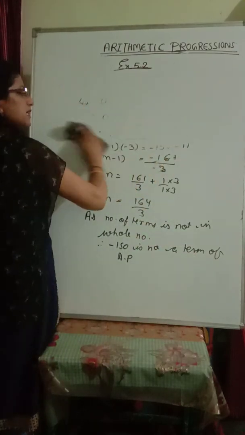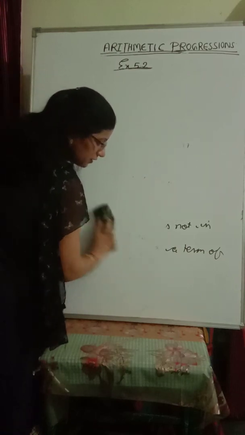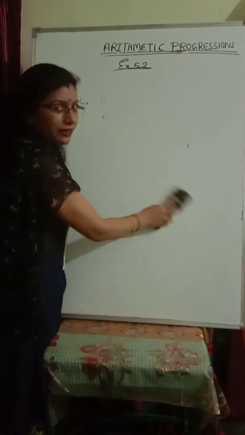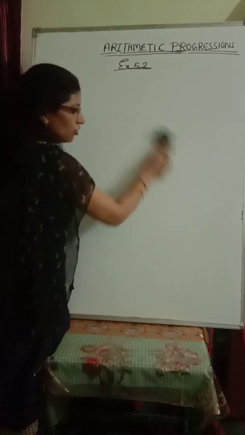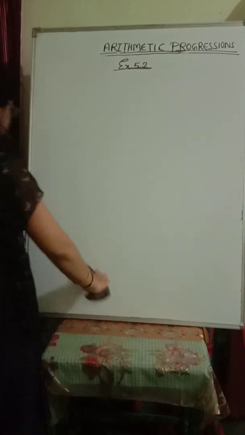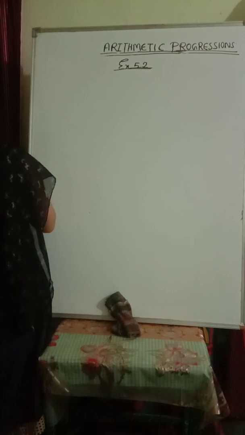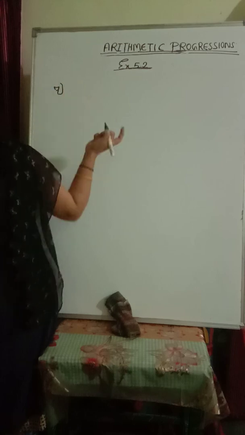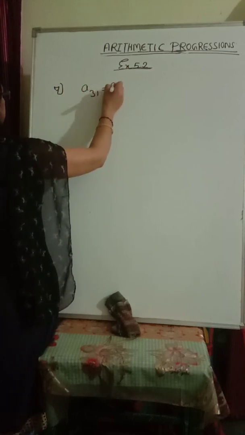So these are very easy questions, and you are also feeling that these are very easy questions. Hope you are feeling this. Only you have to learn the formula of the nth term. So now let us move to the next one, which is question number 7. Question number 7 is: find the 31st term, a31.